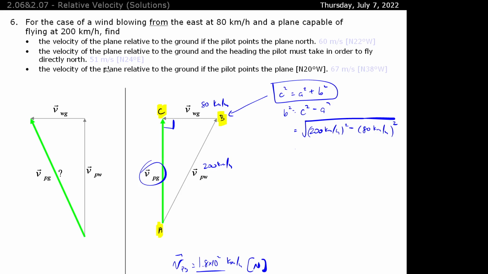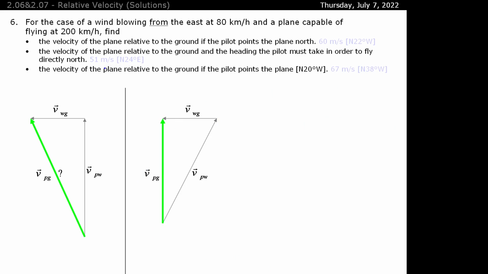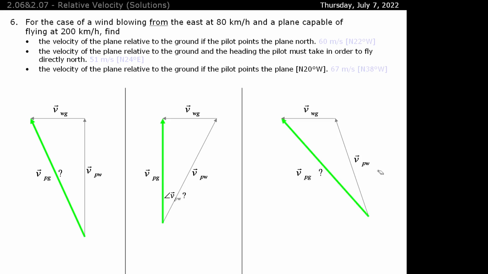Okay, so the third one's going to be a bit more challenging, okay, because the third one is the plane is trying to fly at an angle. Okay, so the plane is flying at north 20 degrees towards the west. The wind is still blowing towards the west. So if you connect it like this, then you know that your resultant vector would look like that.